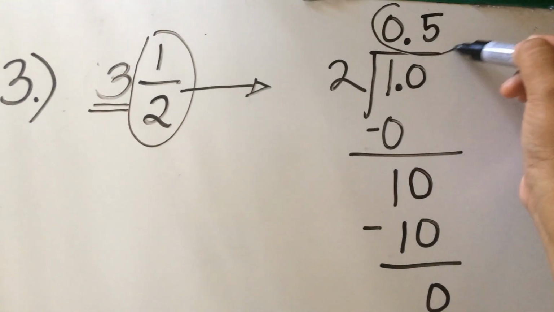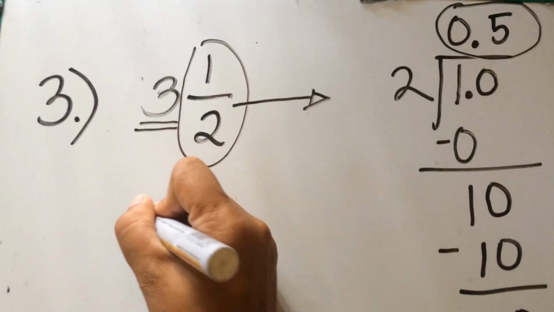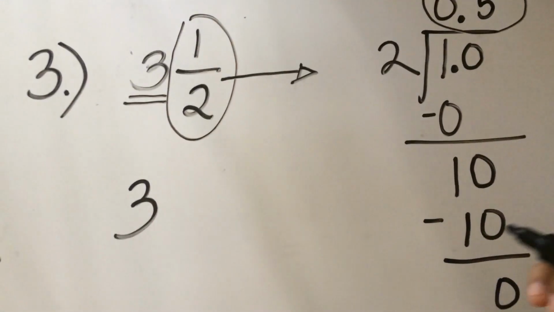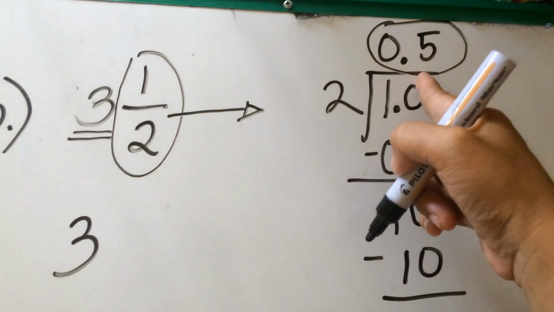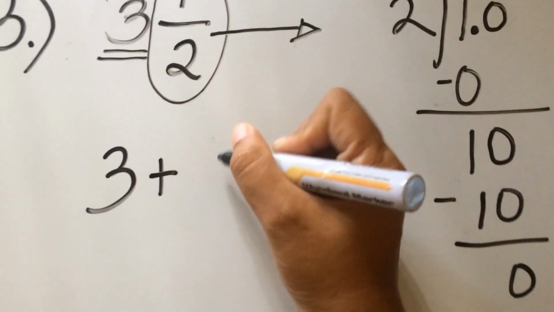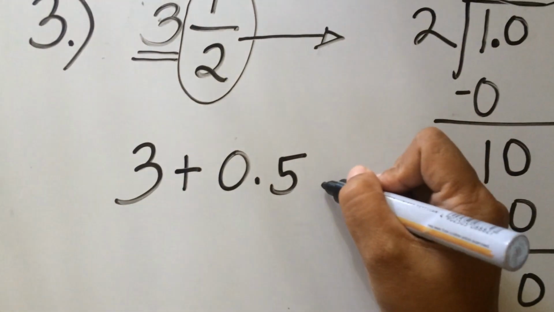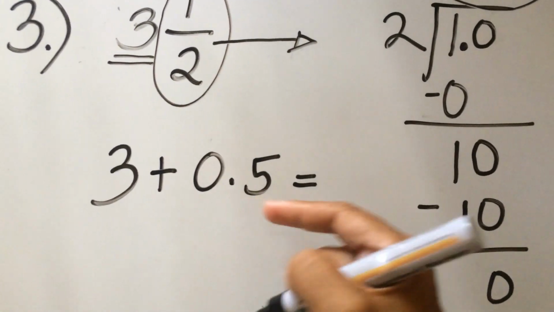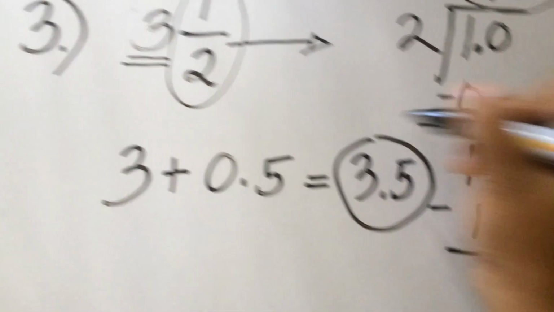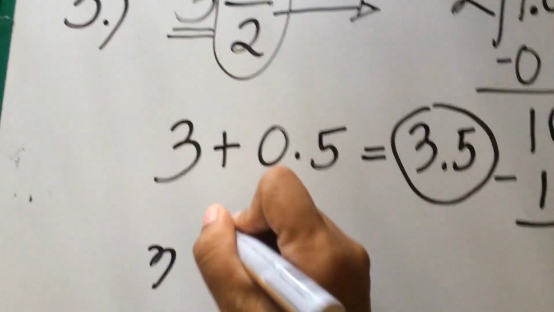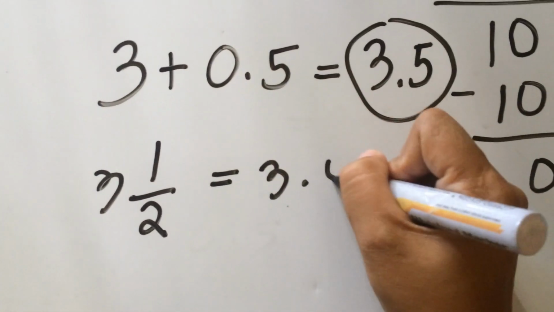So this decimal value here, we're going to add it to 3. Since 3 is the whole number there and 1/2 is equivalent to 0.5, we're going to add them. So plus 0.5. So our answer would be 3 plus 0.5 is 3.5. Therefore, 3 and 1/2 in decimal is equal to 3.5.